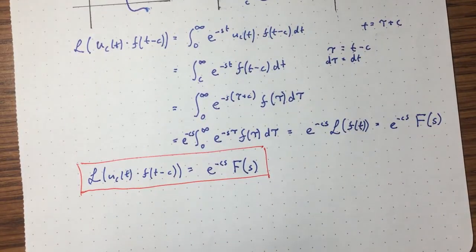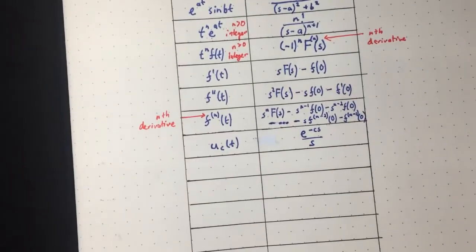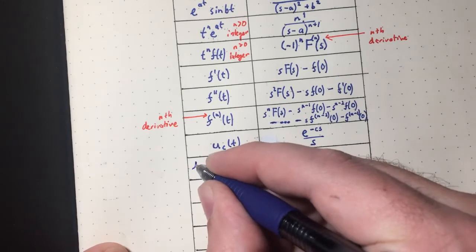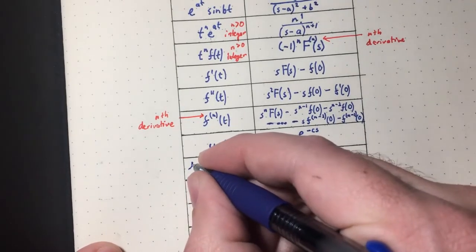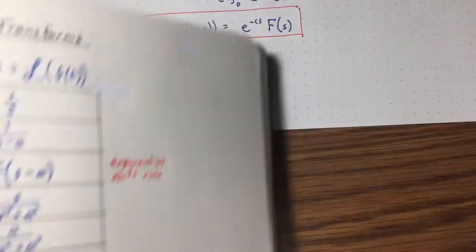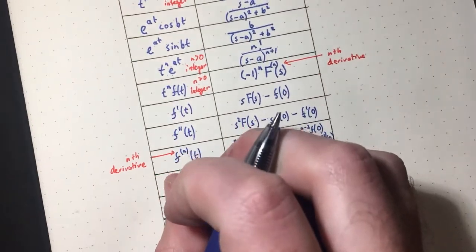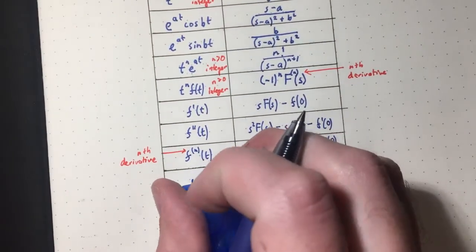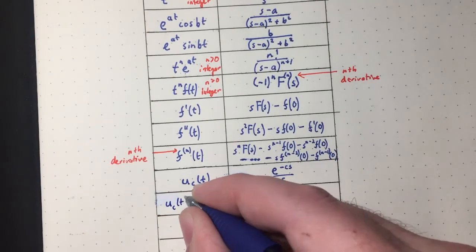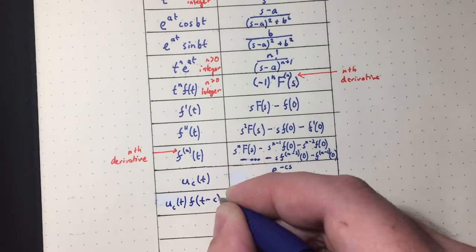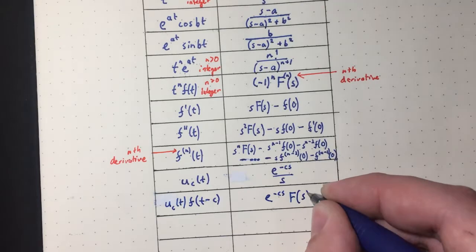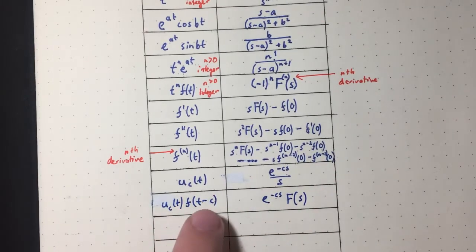Let's actually add it to our book as well. So the Laplace transform of UC of t times some function f of t minus c is e to the minus cs times F of s. And you'll notice that the formula above that we just derived is actually just a special case of this one.